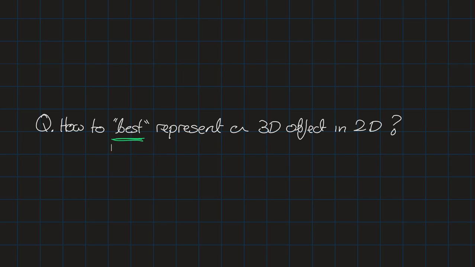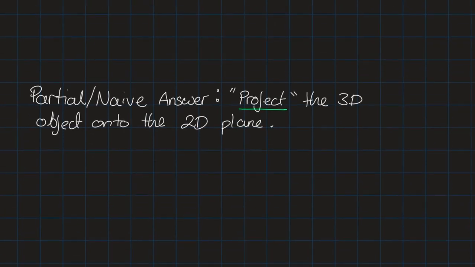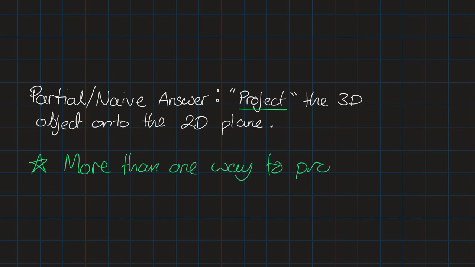But for now, let's look at a partial or a naive answer to this question. So how to best represent a 3D object in 2 dimensions? Well, the answer is you project it. You project the 3-dimensional object onto a 2-dimensional plane. Okay, but why is this only a partial or a naive answer? Well, life is complicated, and it turns out that there is more than one way to project a 3D object onto a 2-dimensional plane.